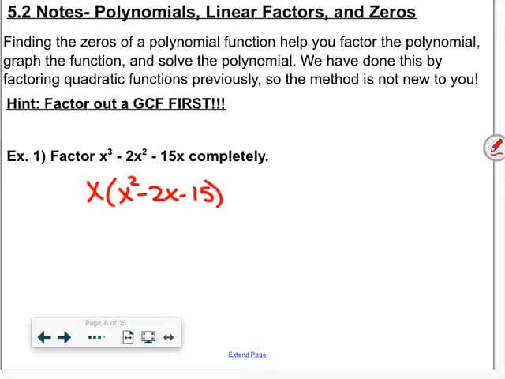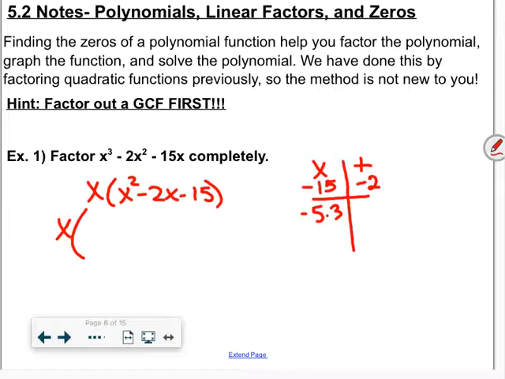Now, the x is going to stay out front, okay? That's not a big deal. But then I go to the inside, and it's a trinomial. And now we're familiar with 3 terms as a trinomial. So I'm looking for 2 numbers that multiply to negative 15, but add to a negative 2. Yeah, Jacob? Negative 5 and 3.